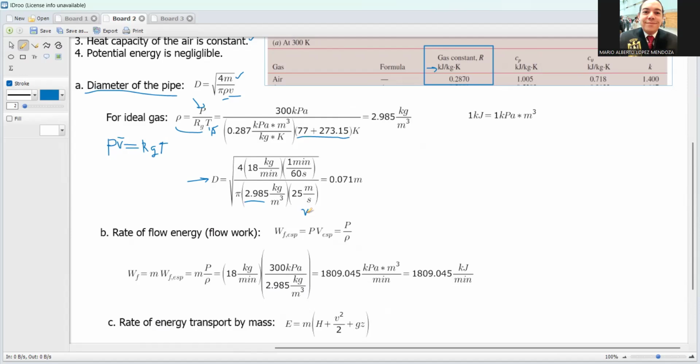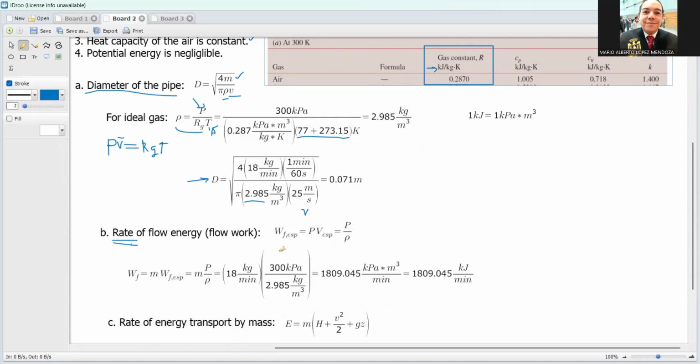So this is a common pipe, I think. Yeah. So after that, we can continue with the energy calculations of the problem. At first, we want to estimate the rate of flow energy. So please be careful because we are looking for that rate. It means that we are considering a fluid energy, or an energy related with a fluid.